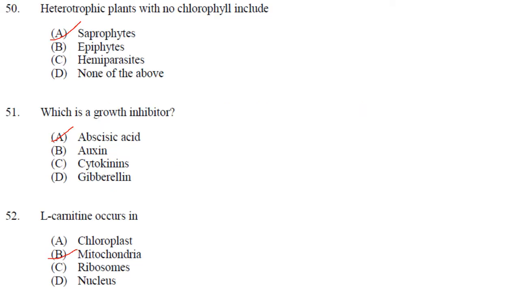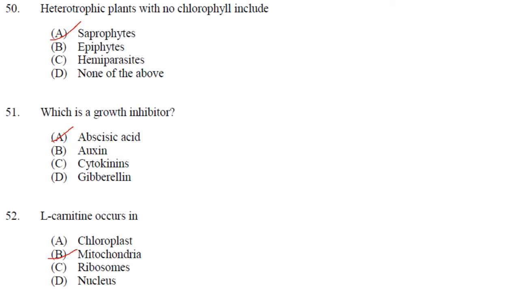Then next one. Heterotrophic plants with no chlorophyll include... So what are saprophytes? A saprophyte is a plant that does not have chlorophyll, and it obtains its food from dead matter, similar to bacteria and fungi. So answer is saprophytes. Answer is A.